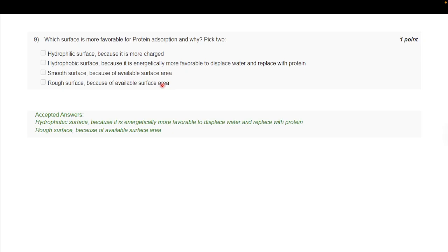So the favorable surface for protein absorption would be a rough surface because of its available surface area, and also the more hydrophobic the surface, because it is energetically more favorable for them to displace water. They don't like interacting with water, so they will try attaching themselves, absorbing themselves on the surface. So more hydrophobic the surface, more would be the protein absorption. Similarly, the rougher the surface, more protein absorption. Is this clear?